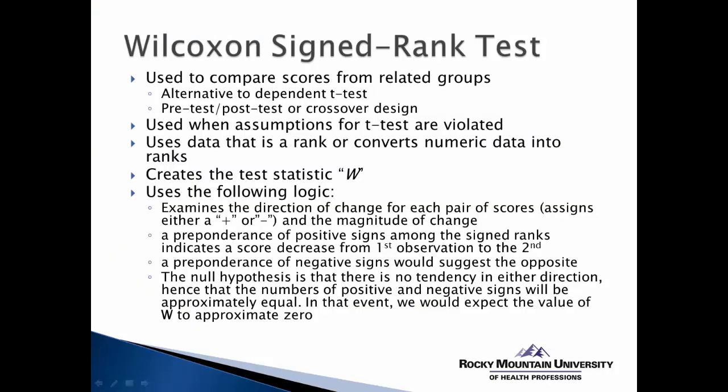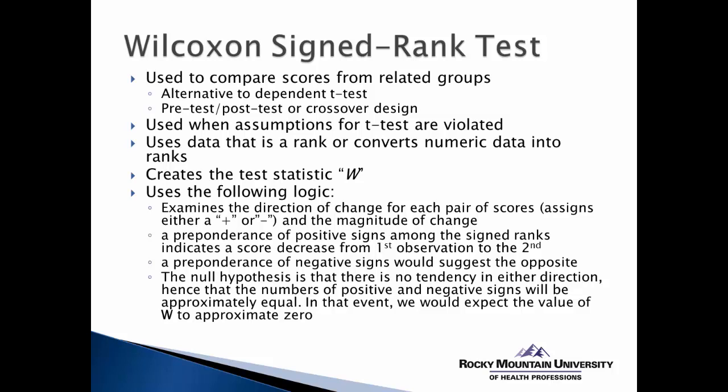Now let's talk about the Wilcoxon test, known as the Wilcoxon Signed-Rank Test. Now, as we mentioned before, this is the alternative or the analog to the dependent samples t-test. So we're comparing, again, ranked scores or ordinal scale data from related groups. So it's the same group of people being measured twice, either in a pre-test, post-test design or potentially in a crossover design. So when the assumptions for the dependent samples t-test are violated, this is our alternative.